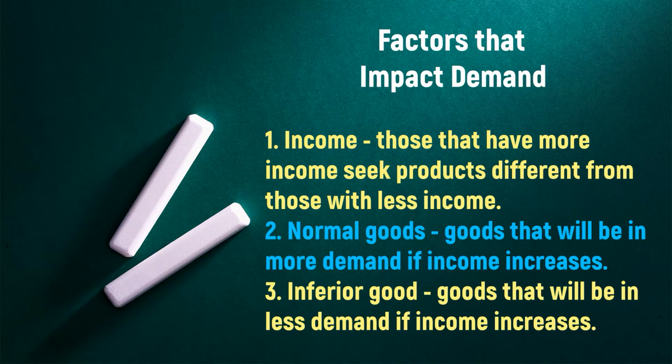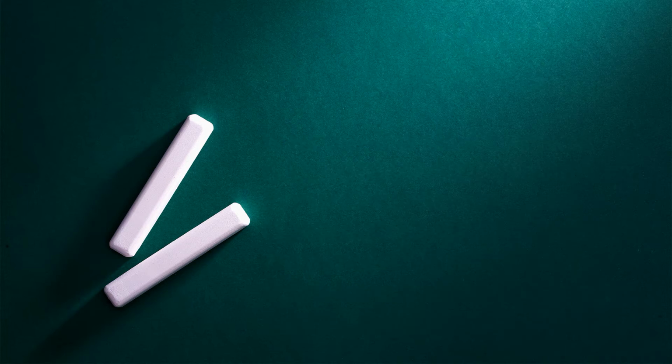There are certain factors that can impact demand. The first factor is income. Those that earn more income seek different products than those with less income. Normal goods are defined as those whose demand will increase when income increases. An inferior good is considered a good whose demand falls when income rises.